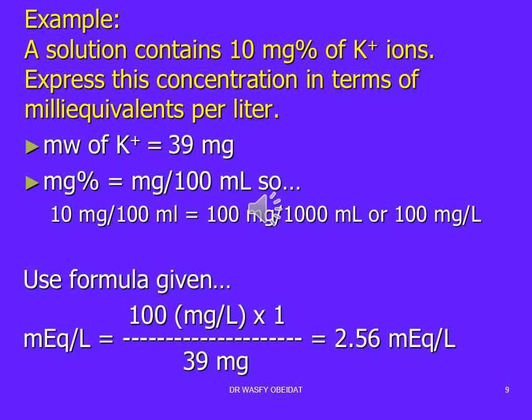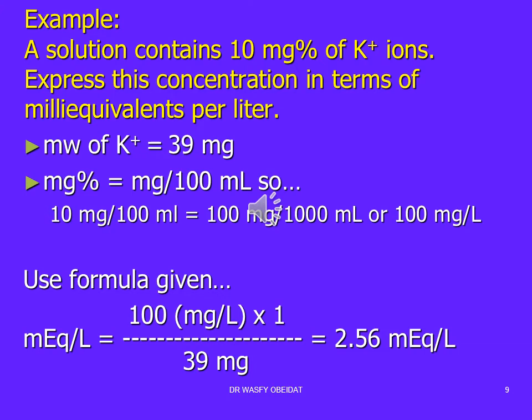This slide shows an example on how to convert milligrams into milliequivalents. In this example, it is required to express this concentration, which is 10 milligram percent of potassium ions, in terms of milliequivalents per liter. To solve this problem, we should first know the atomic weight of potassium ion. The atomic weight of potassium ion is given to be 39 grams per mole.